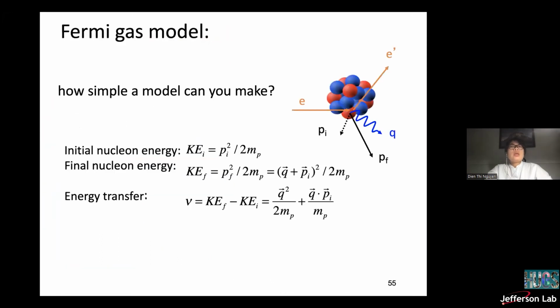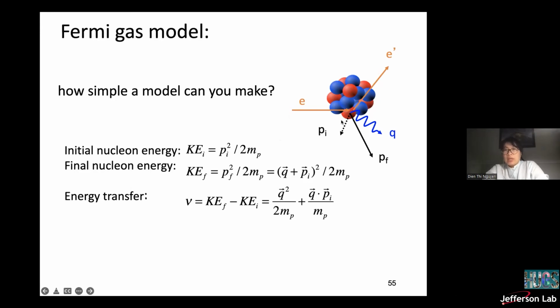So now we go to the Fermi gas model. The Fermi gas model assumes that the nucleus is a combination of two independent systems, the protons and the neutrons. So this is a very simple model. In this model, we can calculate an electron coming in through quasi-elastic scattering with a nucleon inside the nucleus.